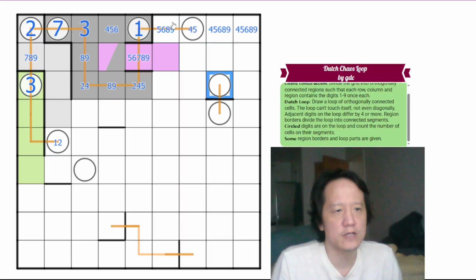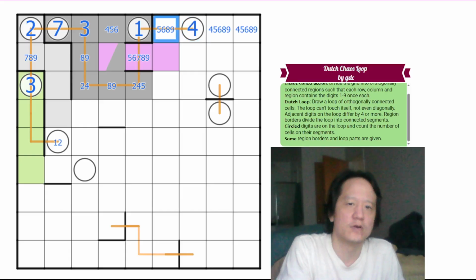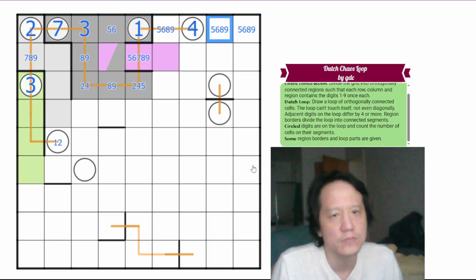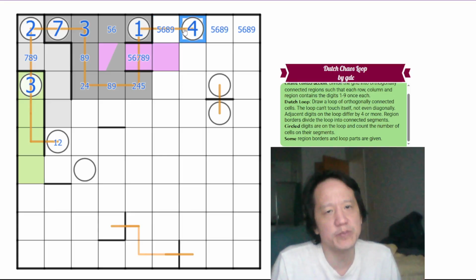Or if we try to go this way, it can't be 5, because 5 can only be between 1 and 9 on a Dutch whisper line. And neither of these is 1. So this is guaranteed to be a 4. So this is still 4. We just don't know which way. And since this could be pink here, it's very likely this is pink. That actually works.